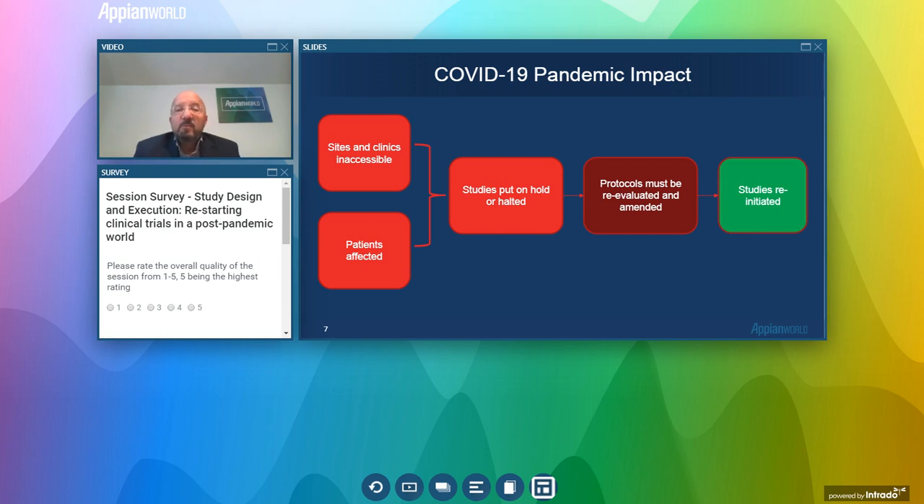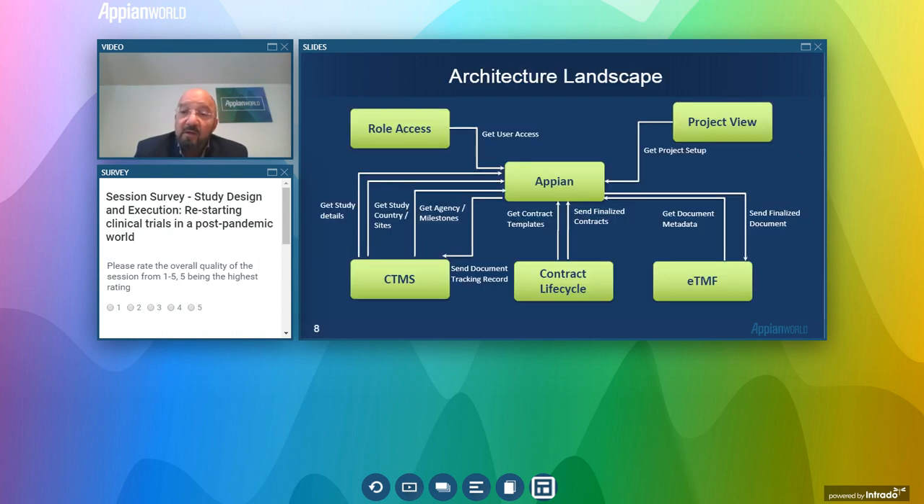At some point, we will have to move forward to reinitiate and reevaluate how to reinitiate these studies, and that will have to be reflected in these protocols and protocol amendments. And only once we've identified these ways to reinitiate studies will we be able to step further into executing on those studies.